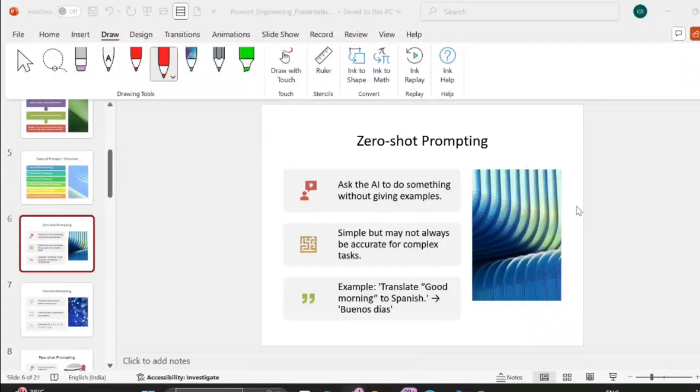Sorry for the interruption, guys. So basically, in zero shot prompting, we are not providing any inputs or any examples to the AI. It's fast and simple, but not ideal for complex tasks. It's just for simple tasks. Let's explore one practical example.